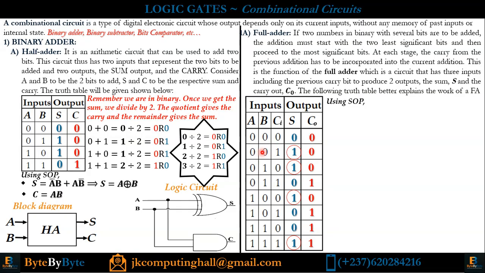Correct. A bar, B bar, Ci. What of here? Good. A bar, B, Ci bar. At this level, perfect. A, B bar, Ci bar. And lastly, correct. A, B, Ci. So using SOP, I am going to have S to be equal to the sum of the different expressions I obtained here.